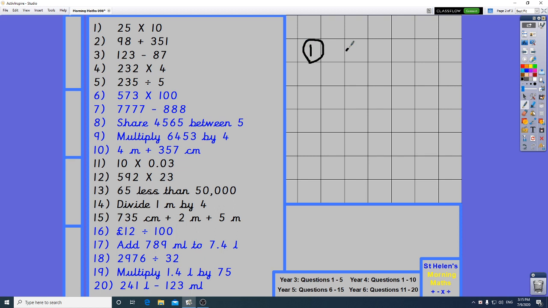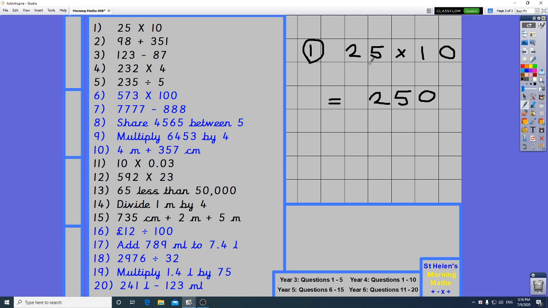25 times 10. Let's make sure that looks like a 5. So 25 times 1 would be 25, but 25 times 10 is 250. It's 10 times bigger, so we can just place a 0. Or I could count my 25s 10 times.